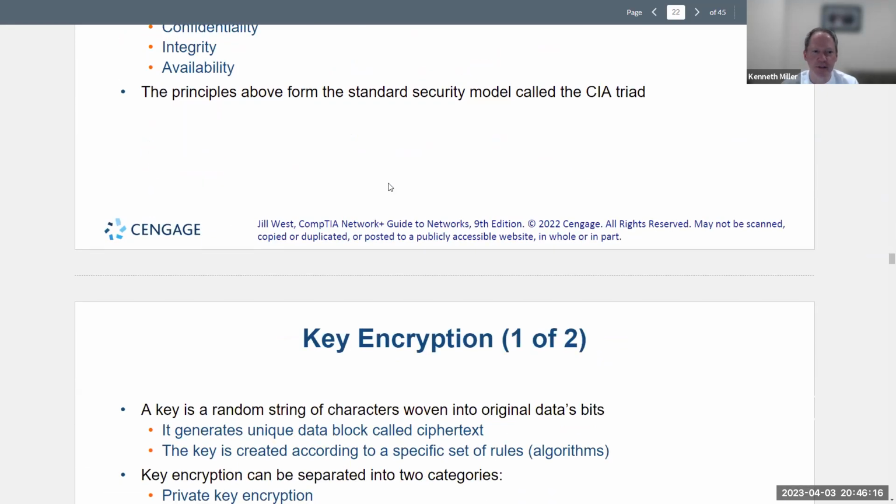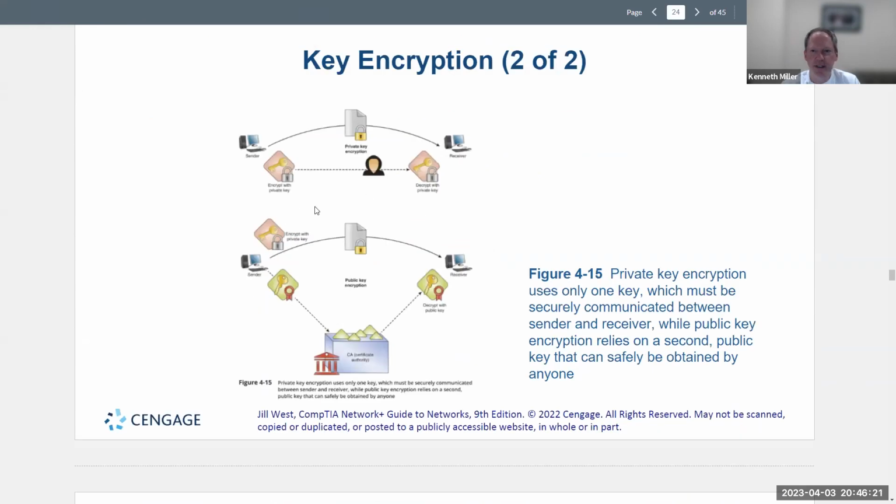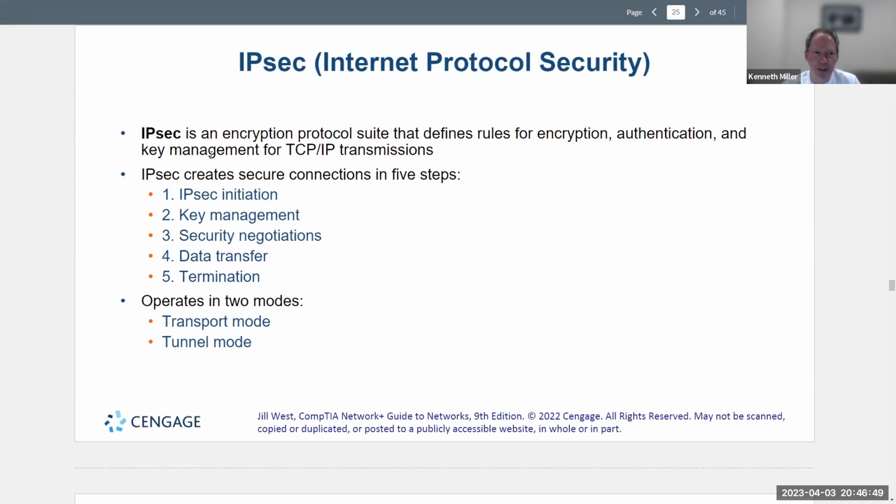Okay, so encryption is used. Here's where it's showing with a private key to encrypt it, and then the same private key is used to decrypt it. And then this one is showing where we have a private key to encrypt it, and then a public key to unencrypt it.